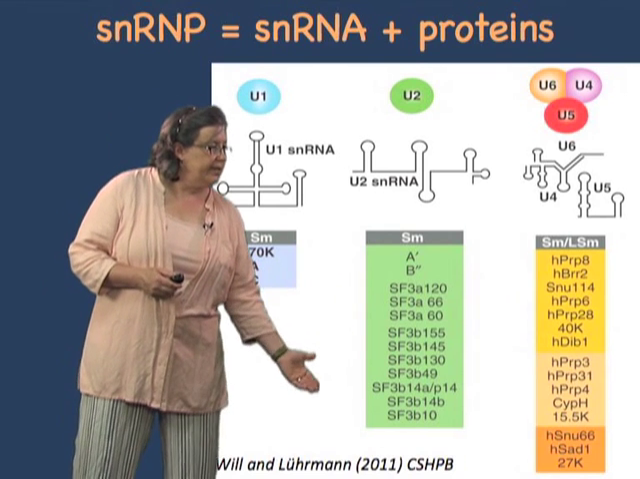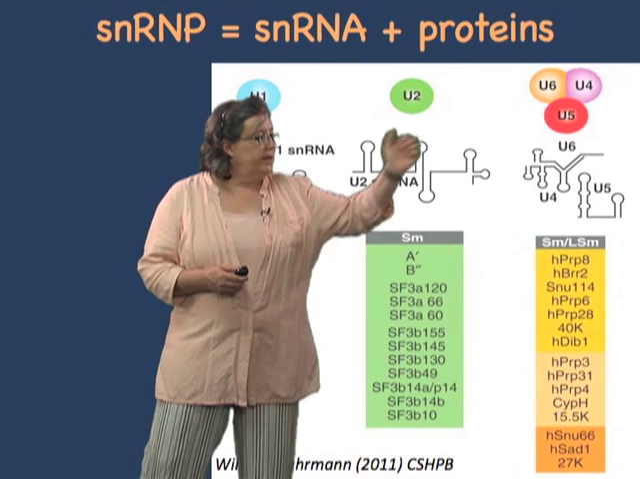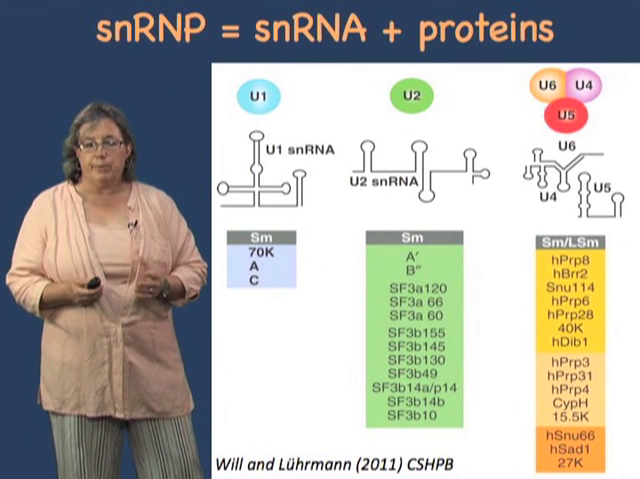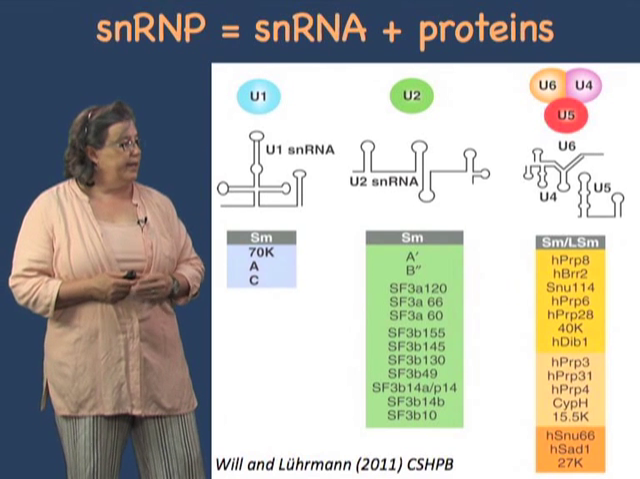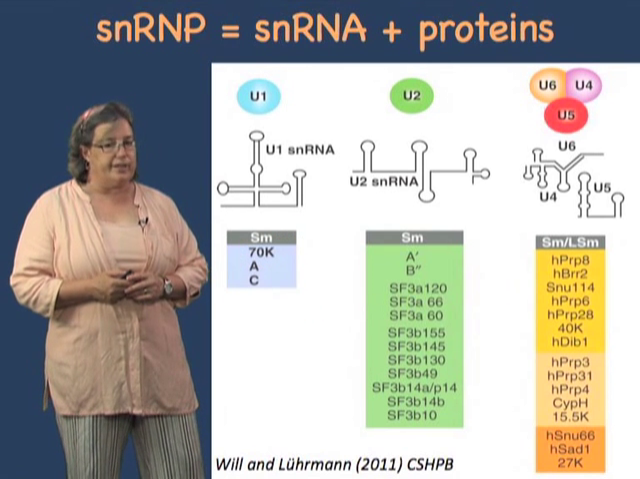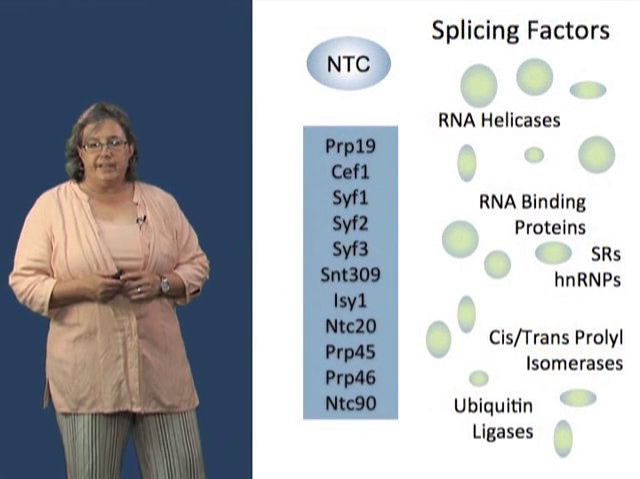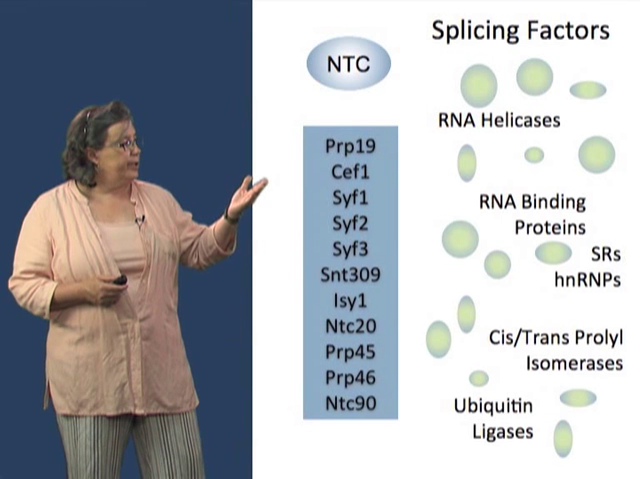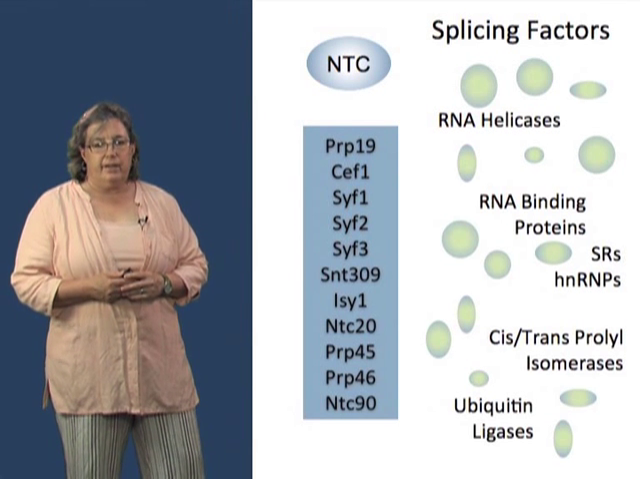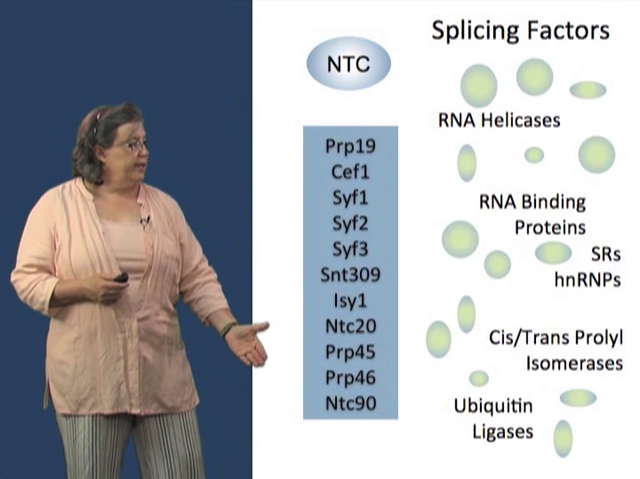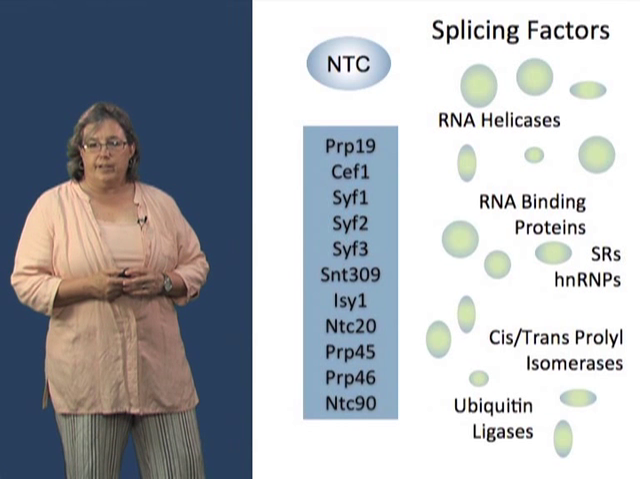U2 is more complicated, and these are all the proteins that are associated with U2 SNRP. And then there is the triple SNRP, so called because it has 3 small nuclear RNAs in it, and it has an even larger set of proteins. In addition to the SNRPs, there's the 19 complex, so named because it contains a protein called PRP19 and its associated factors. It is just like a SNRP, except it does not contain an RNA component.